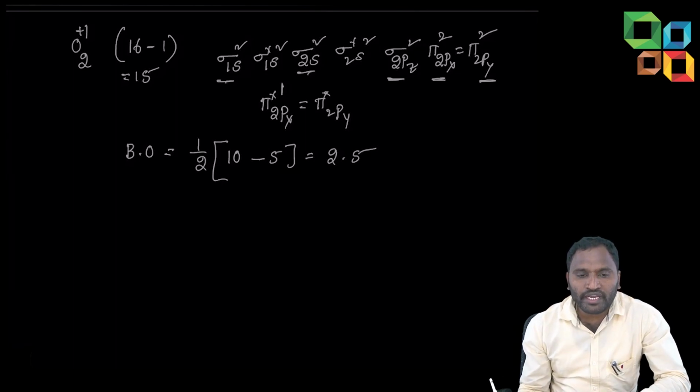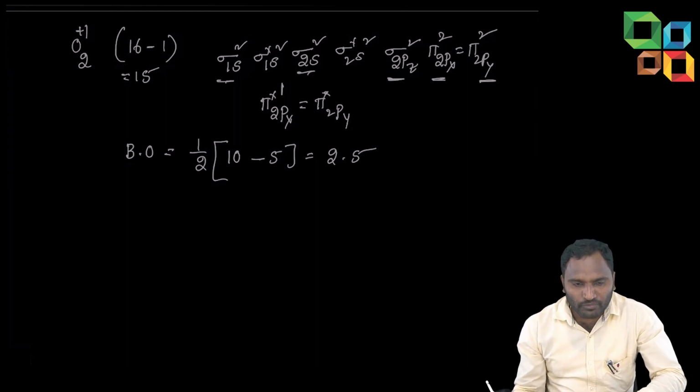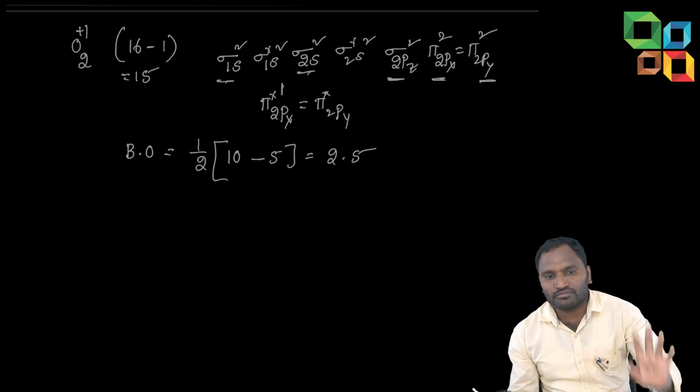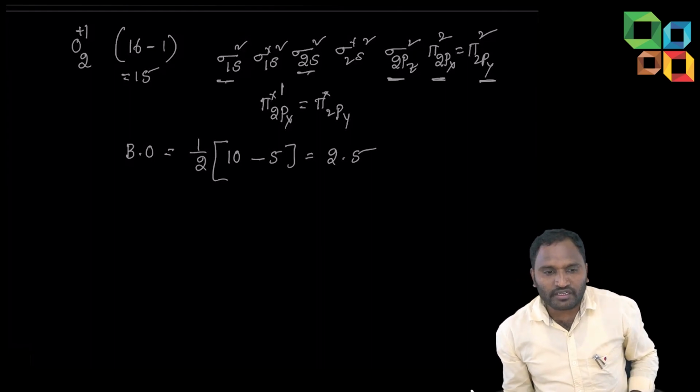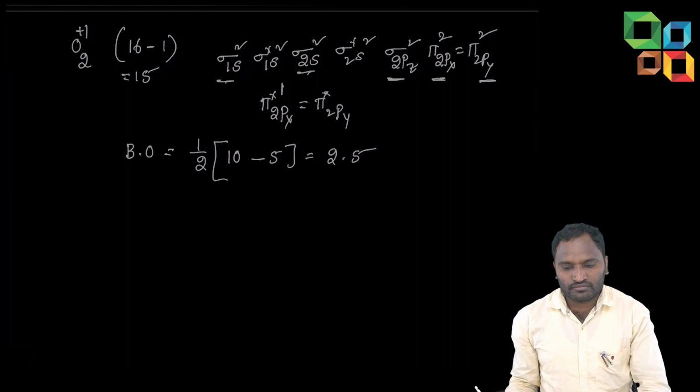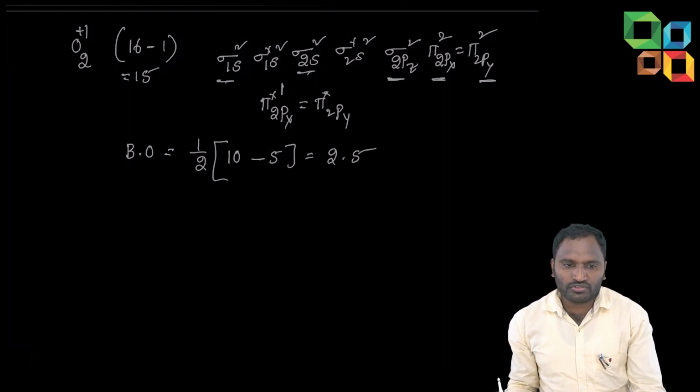Up to 18 electrons you can write, Tanmay, with this. Not more than this. Molecular orbital theory is applicable till 18 electrons only. Afterwards you can't write.